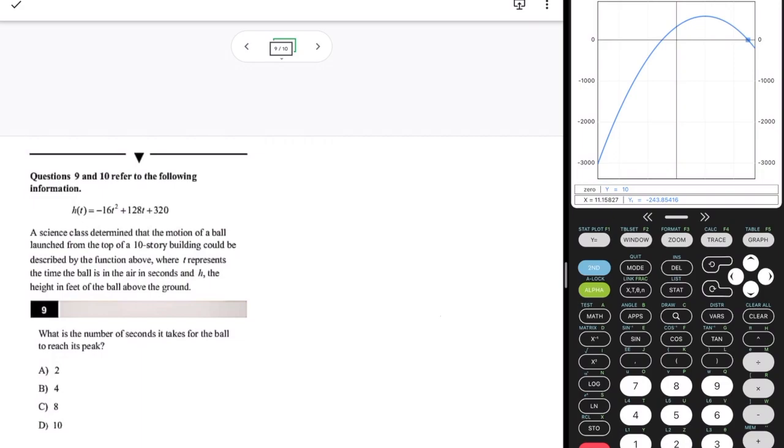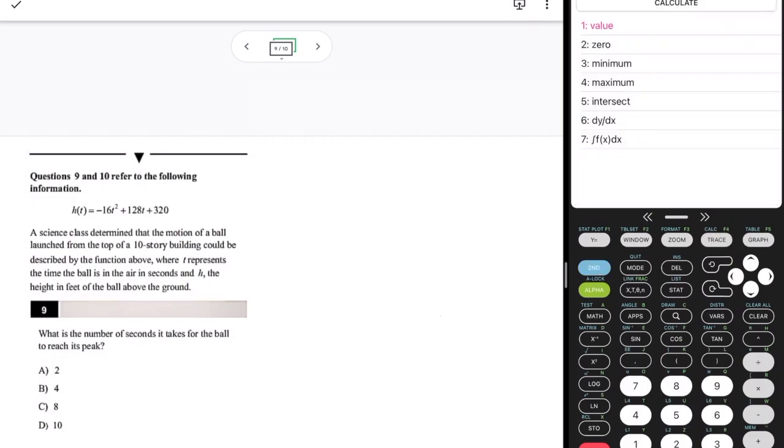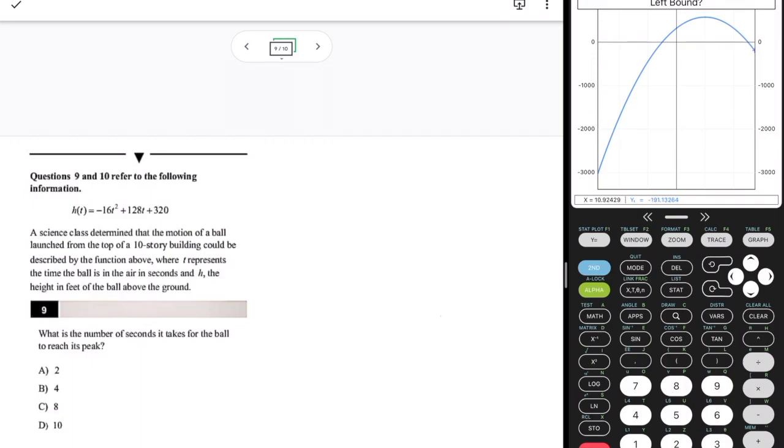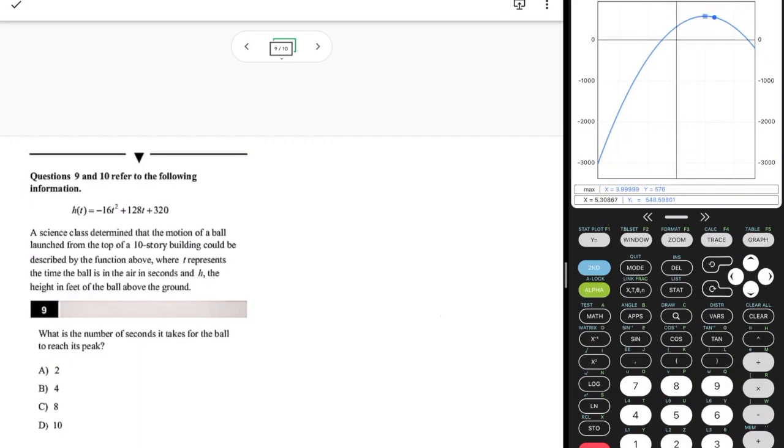And now you can do something called find the maximum. I do this by pressing second trace to open the calculator menu, and I go down to maximum. All you have to do is put in the left bound and the right bound, and it will automatically calculate the maximum value for you. So I'm holding the left key here, and then holding the right key just to put in the two bounds, so it just kind of reduces the work.